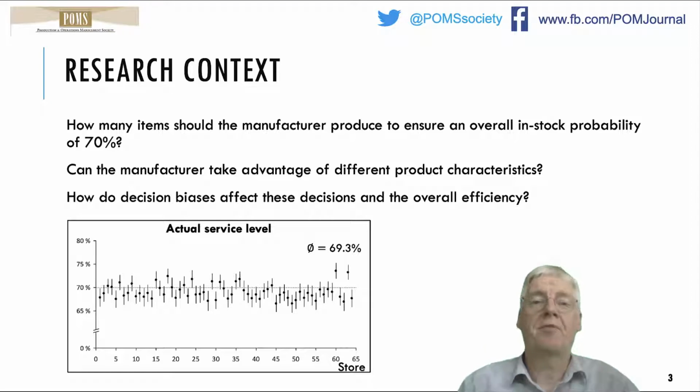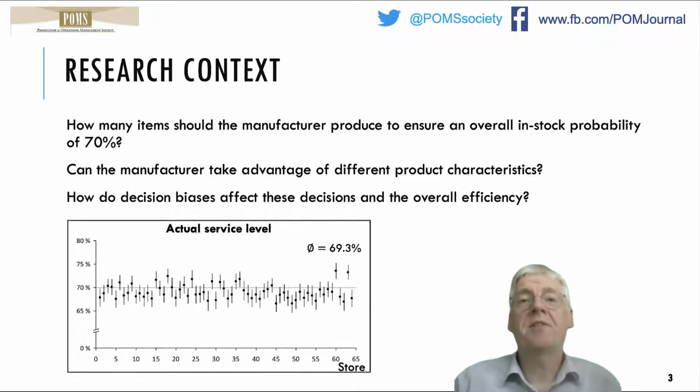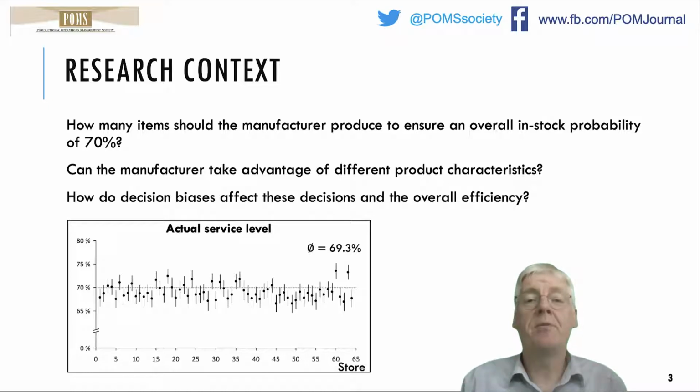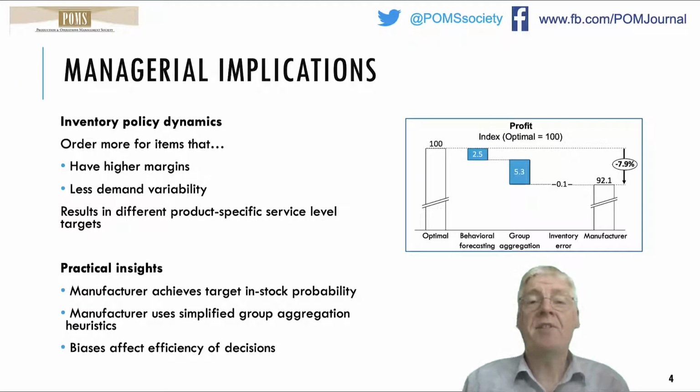Thank you, Michael, for the description of the research context. Our results show that despite that well-known behavioral decision-making biases are present, the decision maker still achieves an overall availability service level of 70%. However, this is achieved at a profit loss of 7.9% by not differentiating enough the individual target service levels.